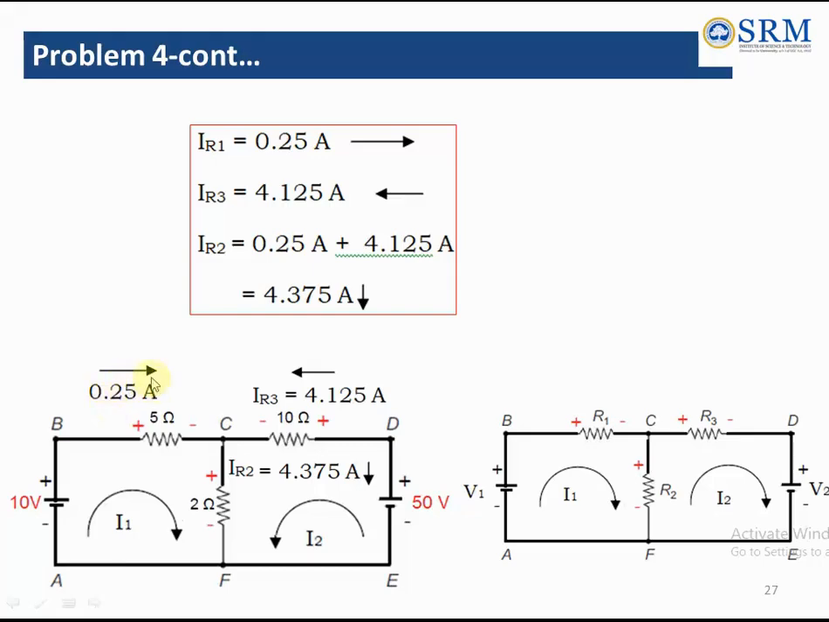So if you see here, both the currents are entering the terminal, so we have to add the currents as per the KCL, Kirchhoff's current law. If we add, we get this current, and this current is going in a downward direction.